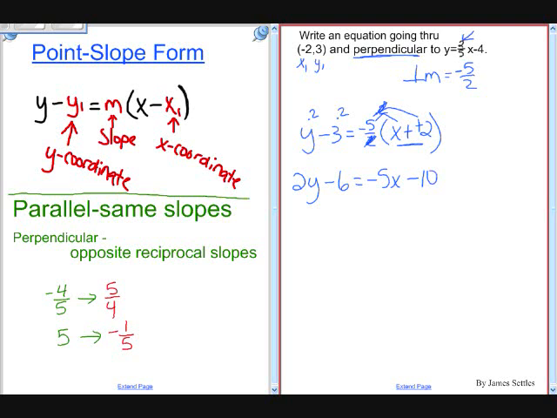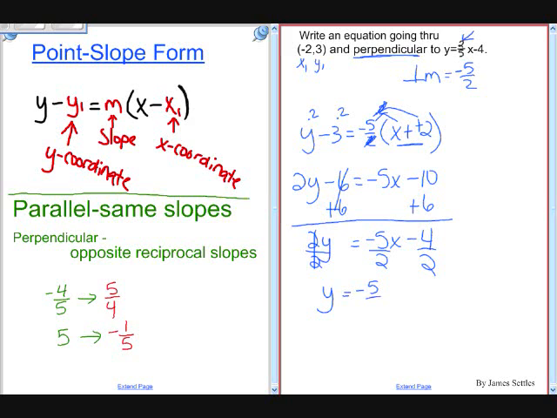Okay, once you do that, now we just have to get y by itself. So we're going to add 6 to both sides. Those cancel out, and we have 2y is equal to negative 5x minus 4. We will divide everything by 2 so we can get y by itself. Those cancel out, and we have y is equal to negative 5 over 2x, and then negative 4 divided by 2 is negative 2.